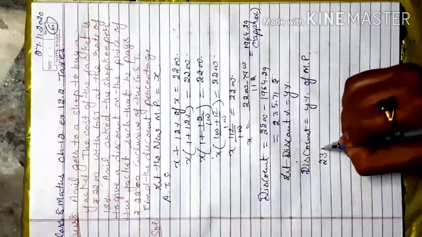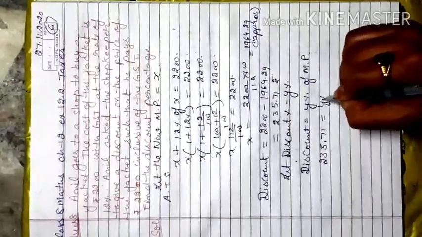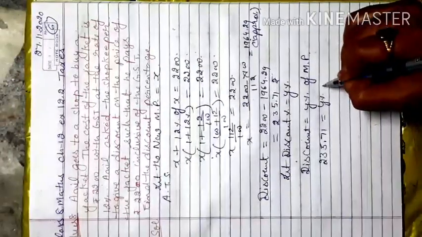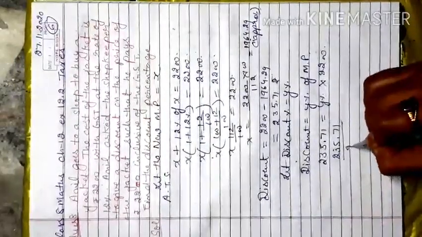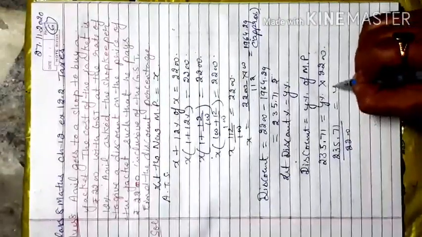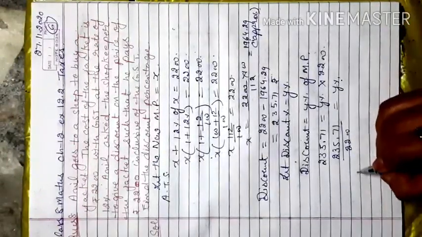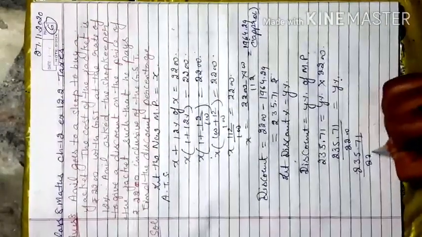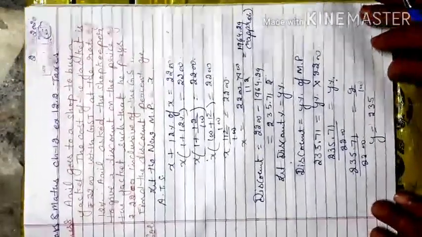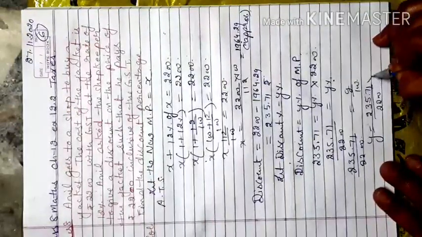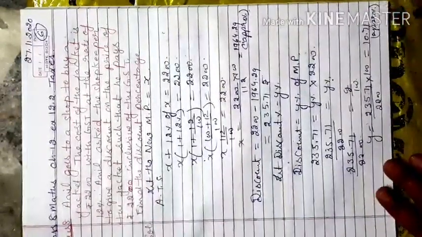So here we already found the discount value, which is 235.71, equal to y percent of the mark price, which was set earlier as 2200. When you cross multiply this, the percentage changes into y by 100, so 235.71 by 2200 equals y by 100. After cross multiplying, y is equal to 235.71 by 2200 into 100, which gives you 10.71 approximately. If you round it off, that is 11%.